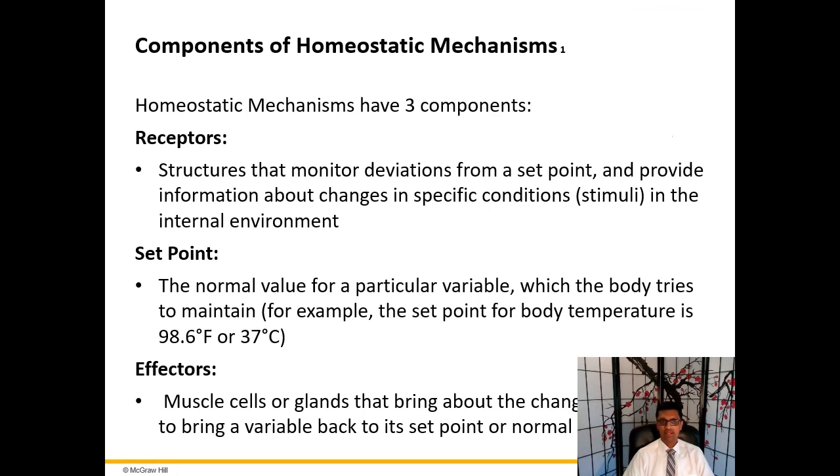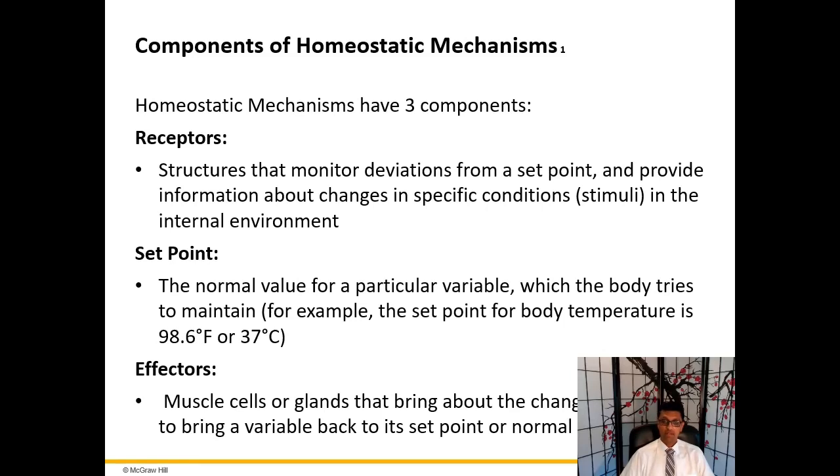Now, the three main components. Receptors are structures that monitor deviations from the set point and provide information about changes in specific conditions, stimuli, in the internal environment. Then you have a set point, the normal value for a particular variable which the body tries to maintain. So like your body temperature, it's set at 98.6 degrees or 37 degrees Celsius. If your body drops too low, then we need to heat up. If it gets too high, then your body is fighting off something, usually an infection or maybe a fever.